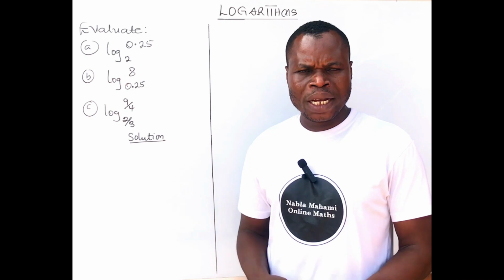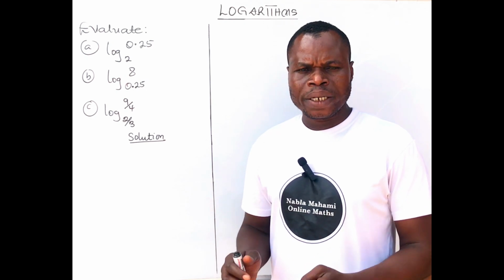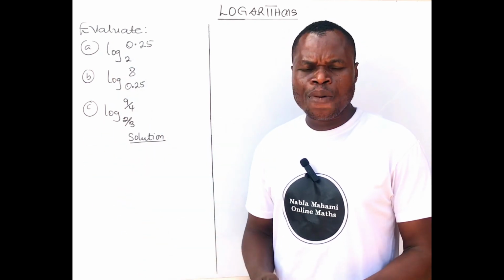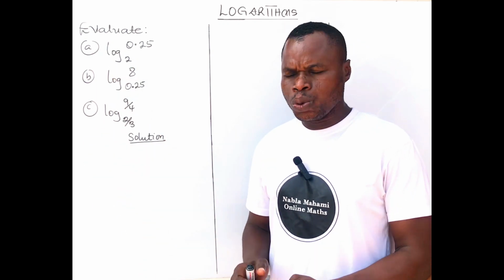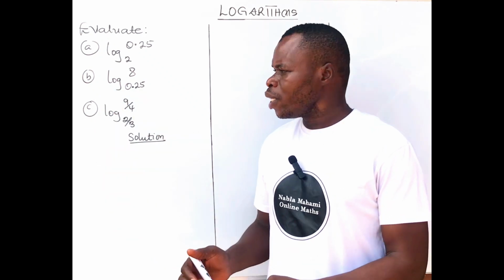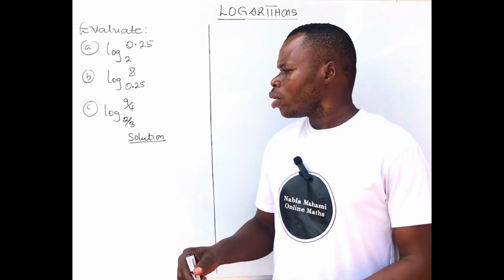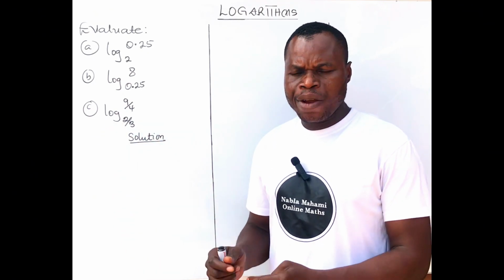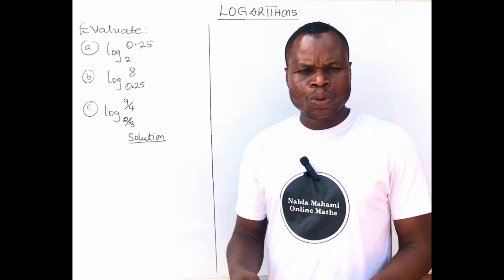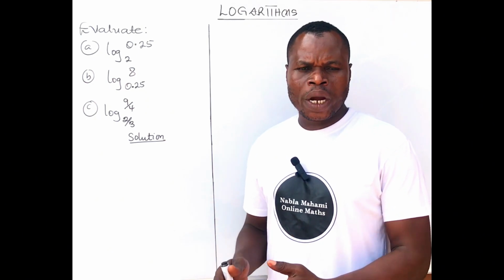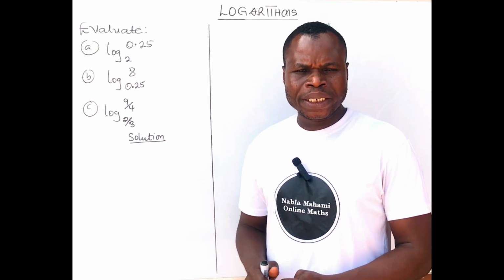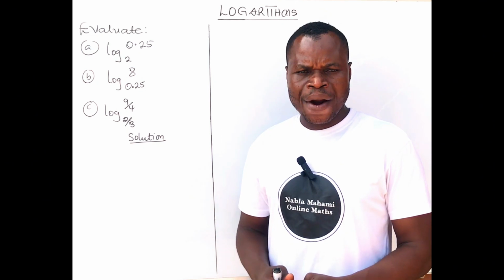In this video, we are going to continue evaluating logarithms questions, and I have 3 questions on the board for us to go through. That is, evaluate A. Log 0.25 base 2, B. Log 8 base 0.25, C. Log 9 over 4 base 2 over 3. To evaluate each of these log expressions, the first step is to take each log expression and equate it to a variable.